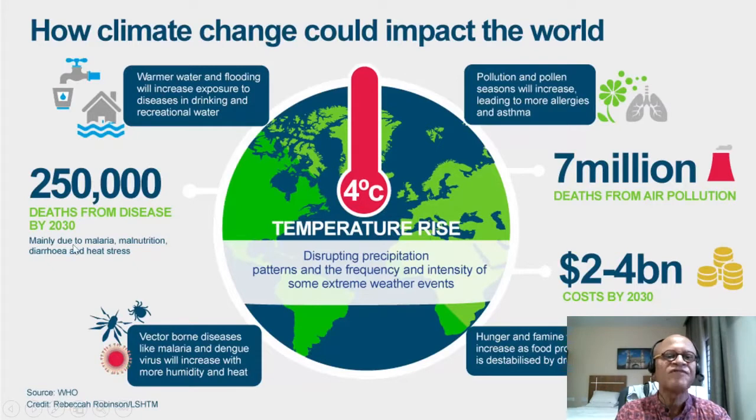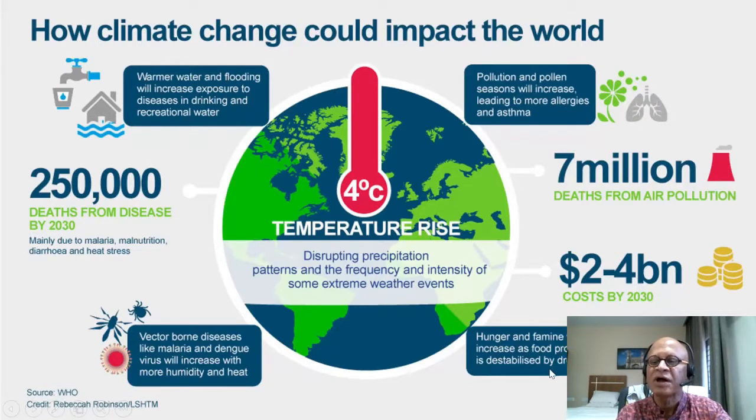So this is an example from World Health Organization, which is looking at climate impacts and looking at expected outcomes by 2030. Deaths from diseases like malaria, malnutrition, diarrhea, and heat stresses are expected to hit 250,000. 7 million deaths from air pollution, additional premature deaths. Temperature and disrupting precipitation patterns and frequency and intensity of extreme weather events are going to, together with health, add an additional 2 to 4 billion to dealing with health impacts.